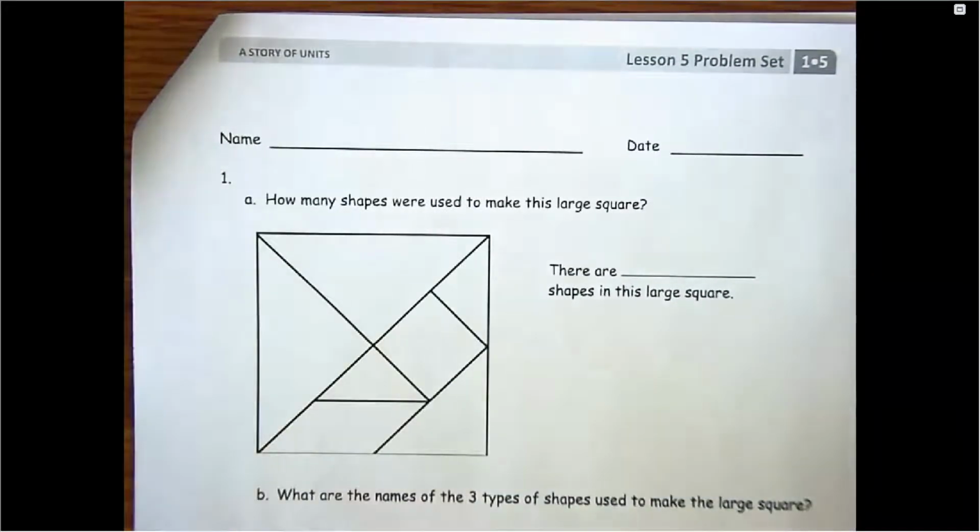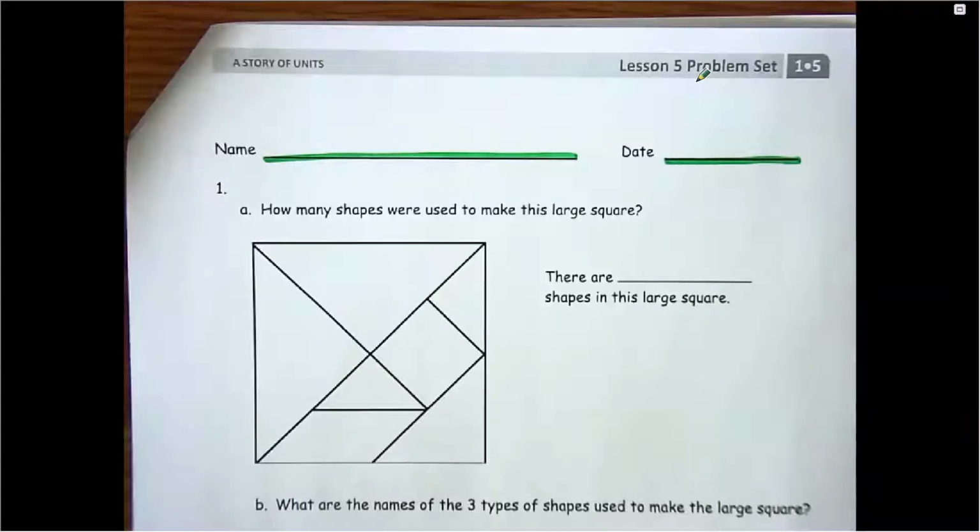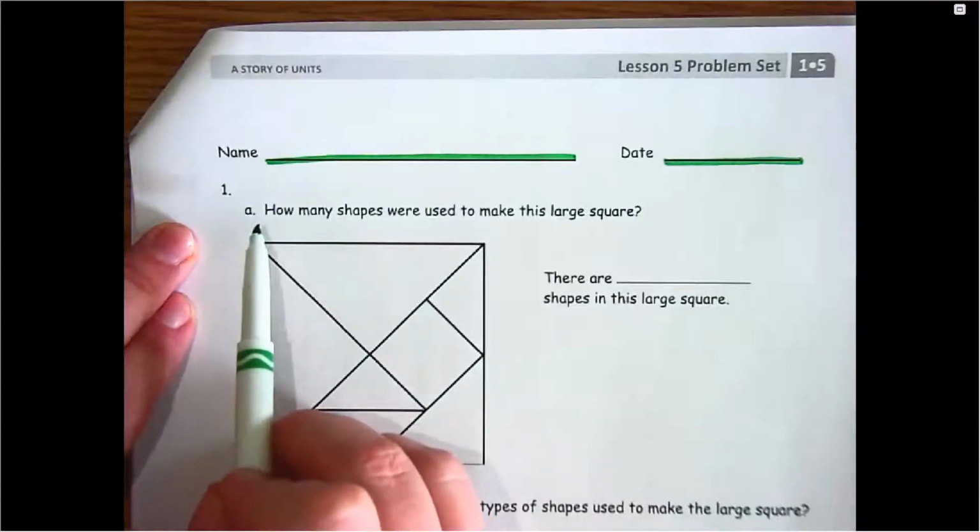Our problem set starts off by asking us to write our name and the date. We're going to do the problem set together, and then you are going to work on the exit ticket on your own. And then you'll bring this whole packet to school so that you're ready to turn it in on Thursday or Friday. Number 1, A.